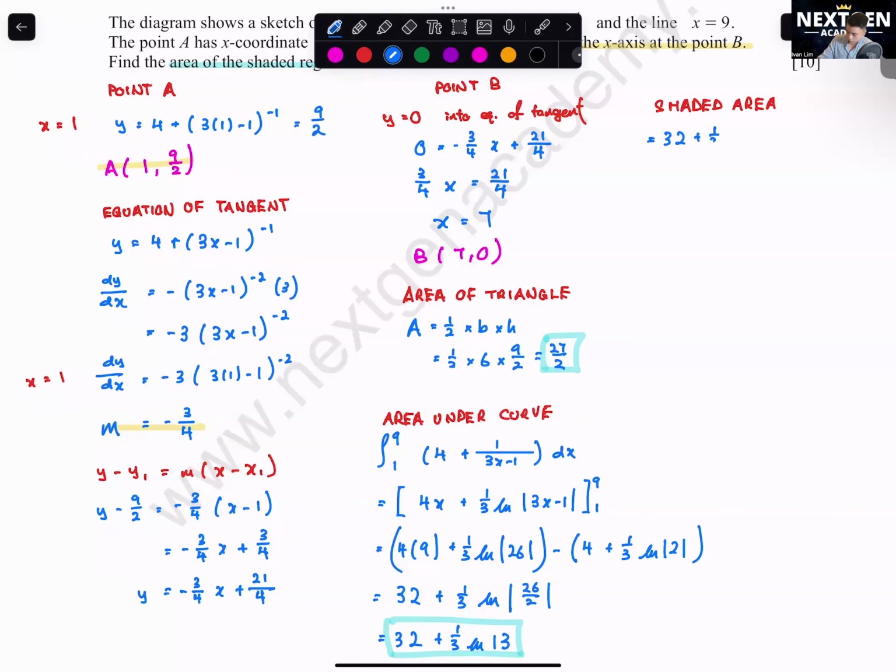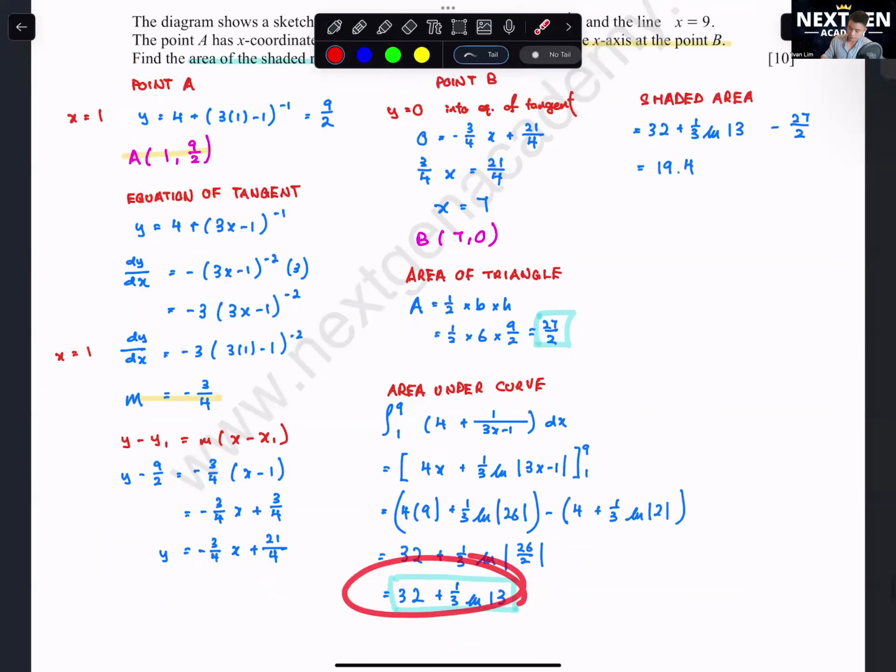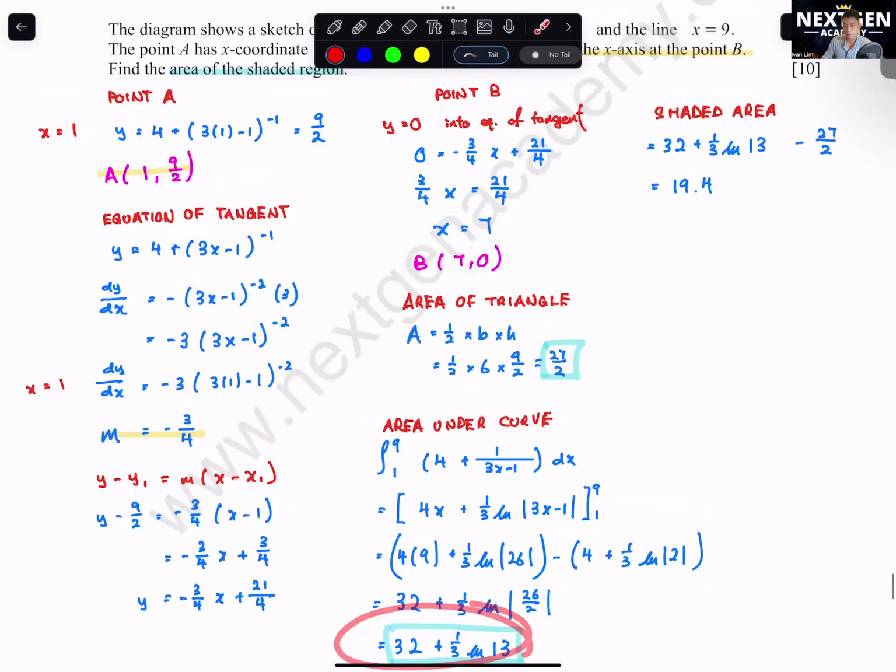(32 plus 1/3 ln 13 minus 27/2). Okay, they never write it into a certain form, right? They never ask you to write in a certain form. To keep it simple, you all just type the whole thing into a calculator. Type it in a calculator and then you get it into decimal place, 19.4. Even if you put here a decimal place, it's fine.